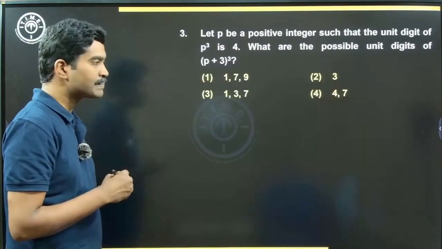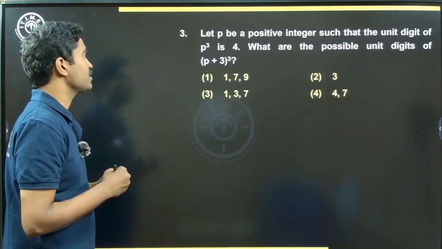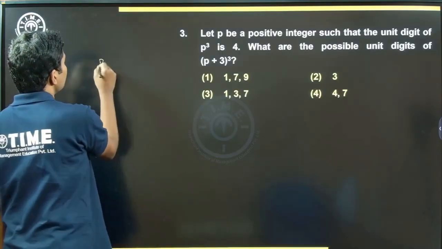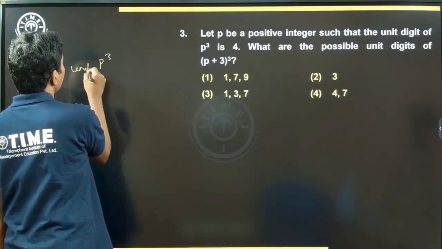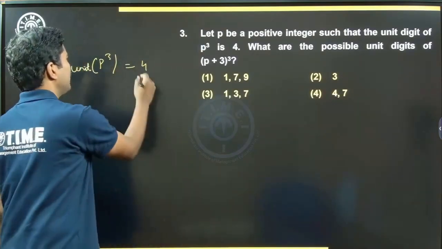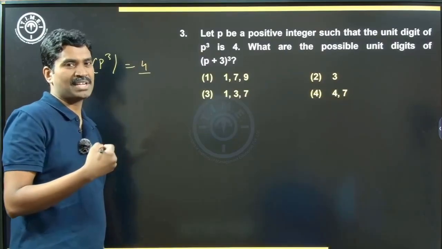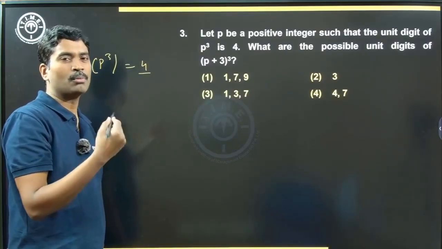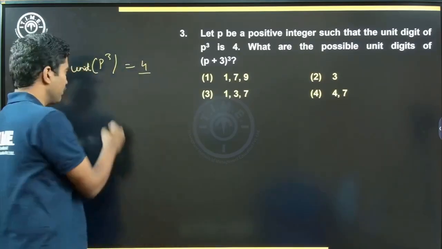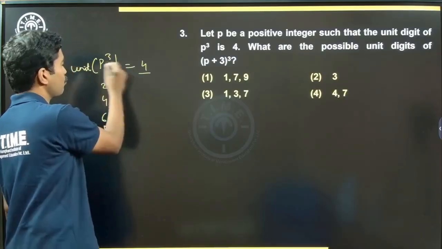Next question. Let P be a positive integer such that the unit digit of P cube is 4. Alright. P cube's units digit is 4. Right? This is an even number, so P can't be an odd number. If P is an odd number, it will end in 1, 3, 5, 7, 9, so 1 cube or 3 cube or 5 cube or 7 cube or 9 cube. They can't end in 4, right? Now, P has to be an even number, which means P has to end in 2, 4, 6, 8 or 0. 0 is ruled out. 0 cube can't give me a 4.